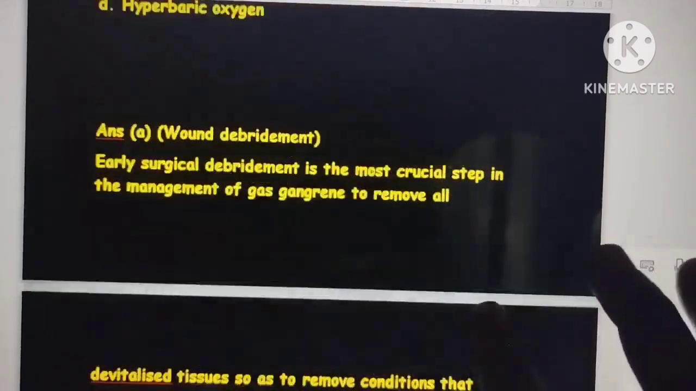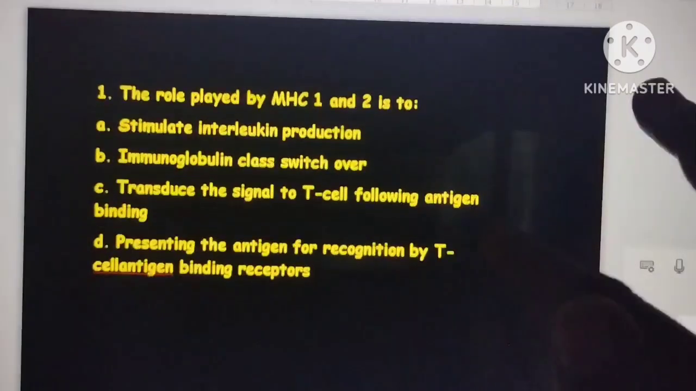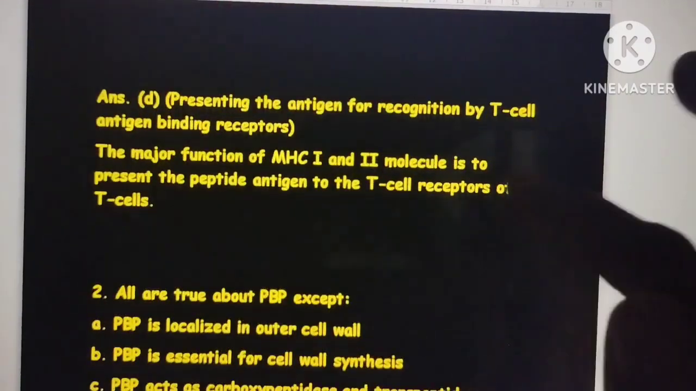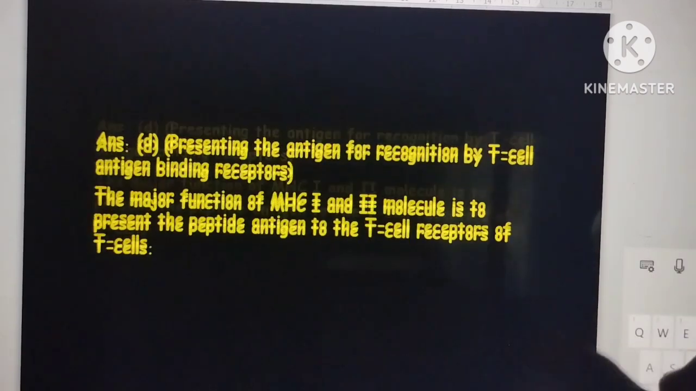So these are the previous year questions. See friends, always remember, there will be some clue in the questions. You want to pick up the clue. For that, you want to practice as many previous year questions and MCQs as possible.